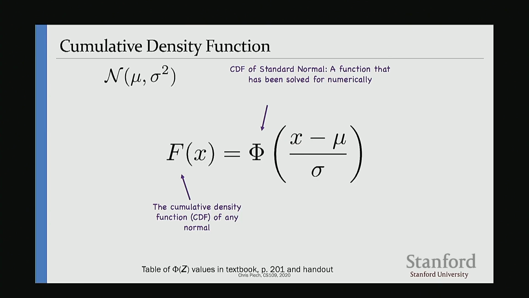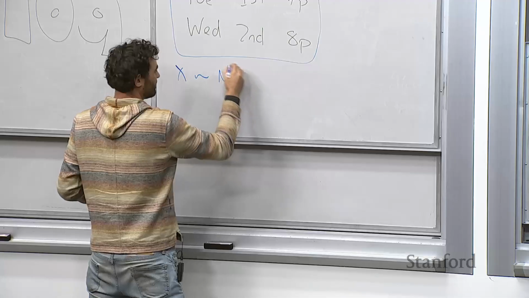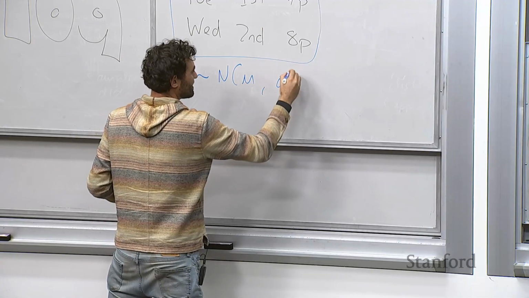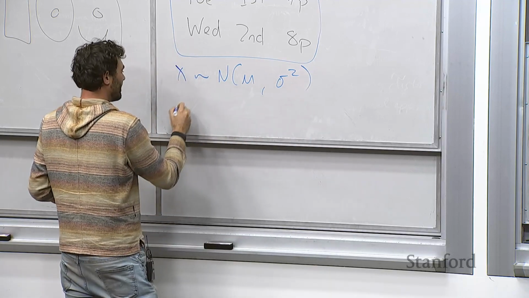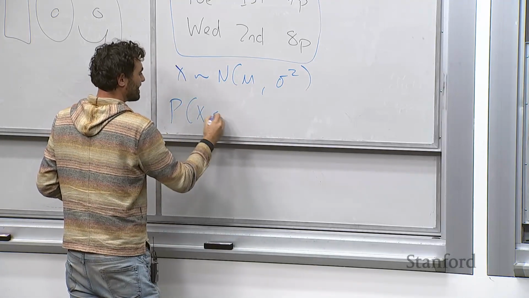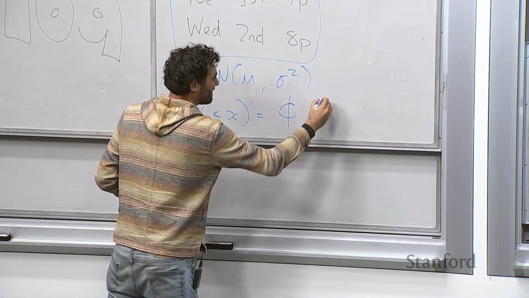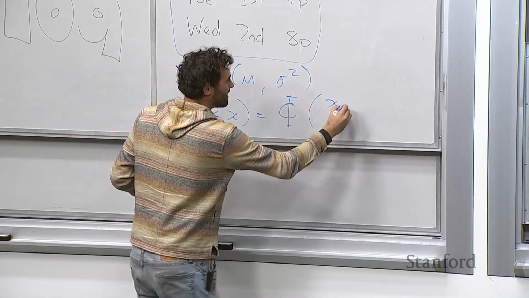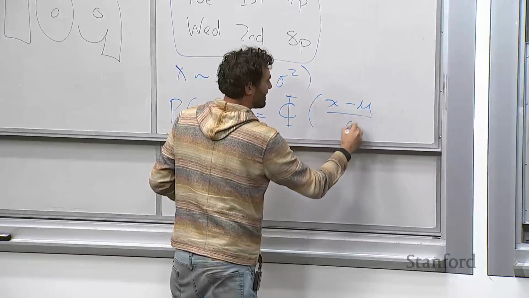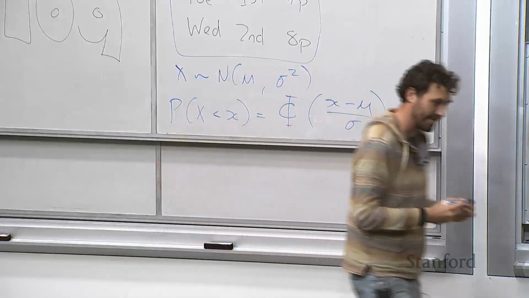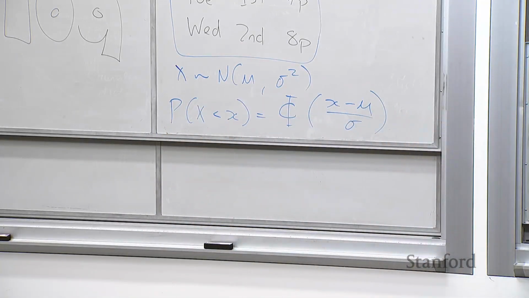I'll write down that equation that you need to know. If you have a random variable X that's a normal, and it has a mean and it has a variance, then the probability that X is less than some value is equal to Phi of that value minus the mean, divided by the square root of the variance, aka the standard deviation. Okay, you guys ready for it?